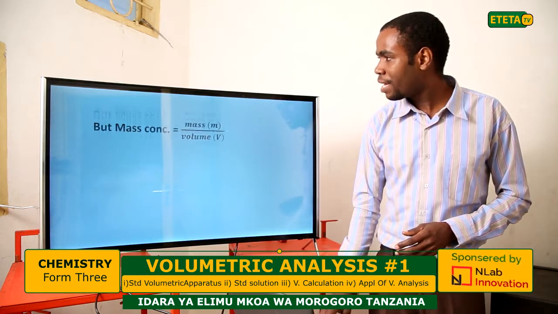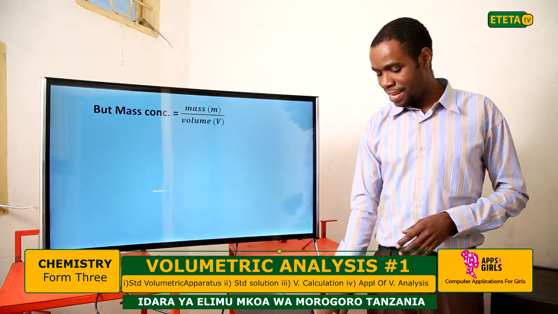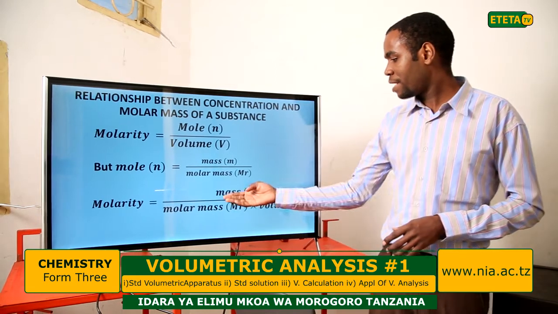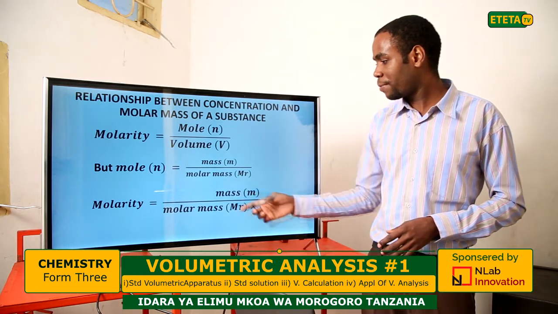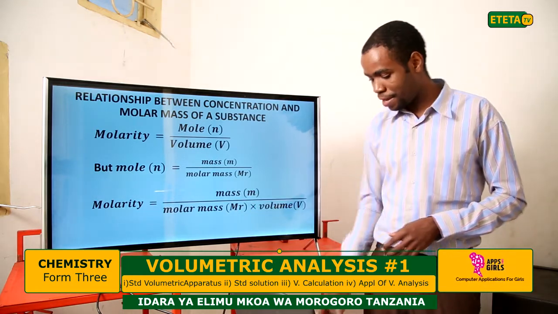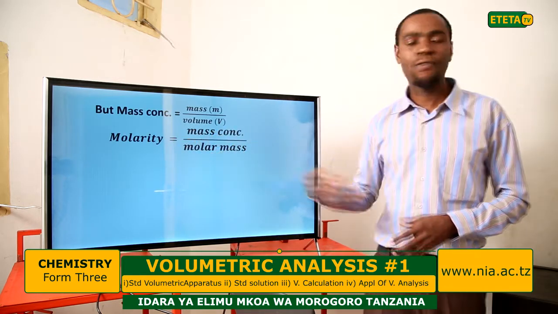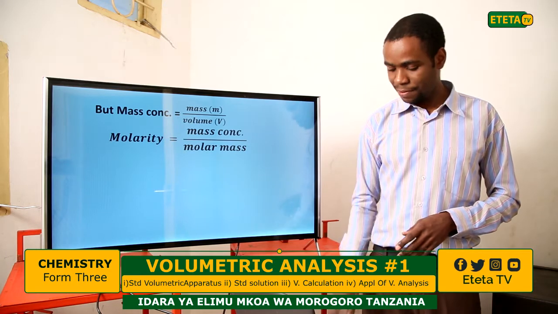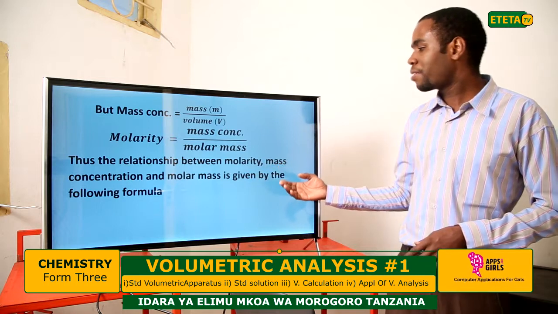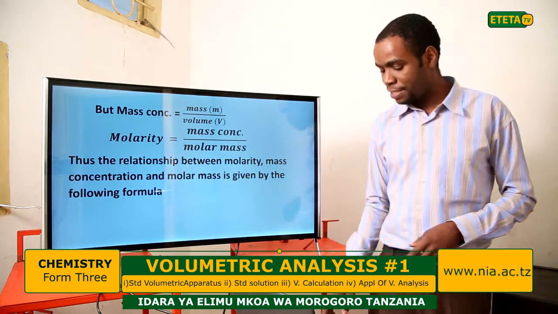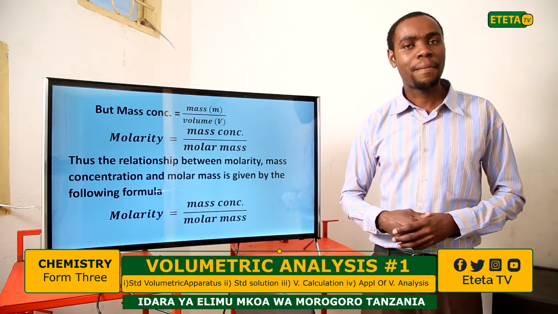Now, mass concentration always is equal to mass over volume. And here in this formula, we have mass over molar mass times the volume, but mass over volume. Now, if we substitute this mass concentration in mass over volume here, we obtain something like this one. Molarity is equal to mass concentration over molar mass. Now, the relationship between molarity, mass concentration, and molar mass is given by the following formula. Molarity is equal to mass concentration over molar mass.